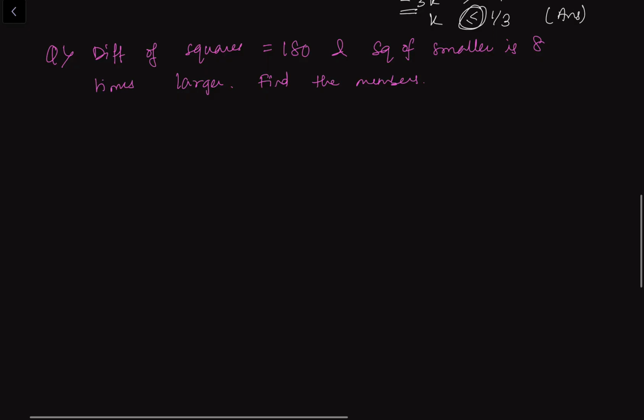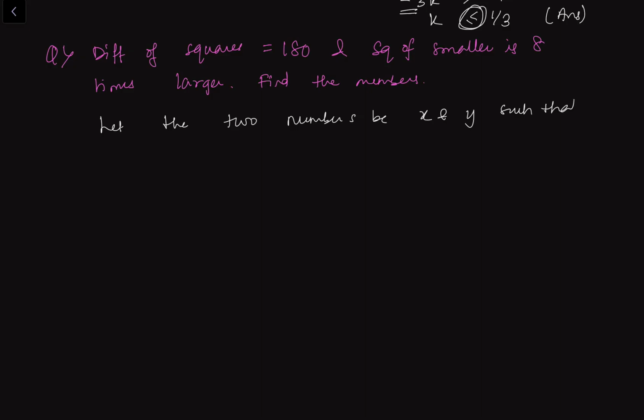The first one is that the difference of squares is 180 and the square of the smaller number is 8 times the larger number. So now there are 2 numbers. So let the 2 numbers be x and y such that x is less than y. So obviously these are 2 different numbers because the difference is positive, so they have to be different numbers, and so one will be less than the other. You can take any one. These are just random variables, so I have taken x less than y.